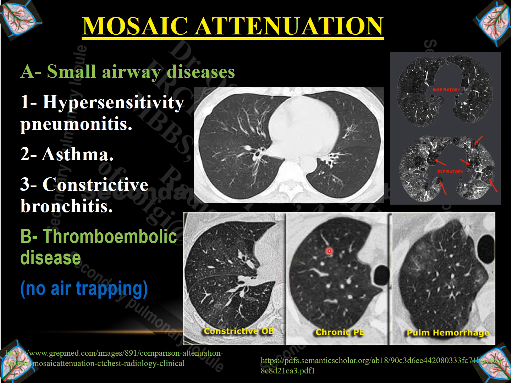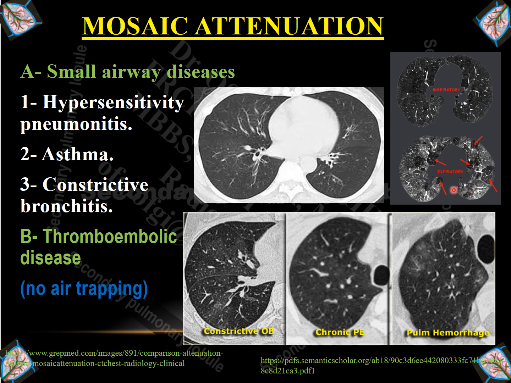So we consider this is the abnormality, and this is mosaic attenuation in a patient with chronic pulmonary embolism, and this is ground glass opacity in a patient with pulmonary hemorrhage. What is the differential diagnosis of mosaic attenuation? It can be due to small airway disease or due to thromboembolic disease. How can we differentiate between both?